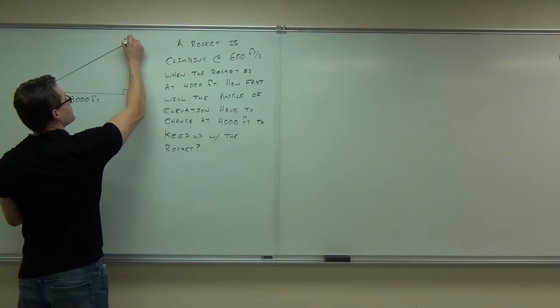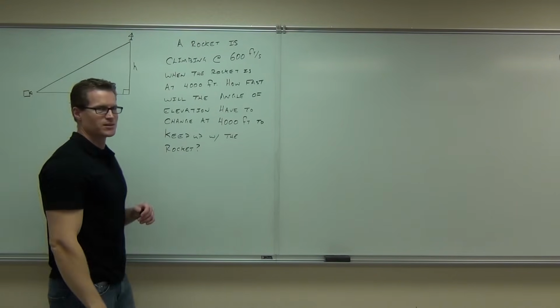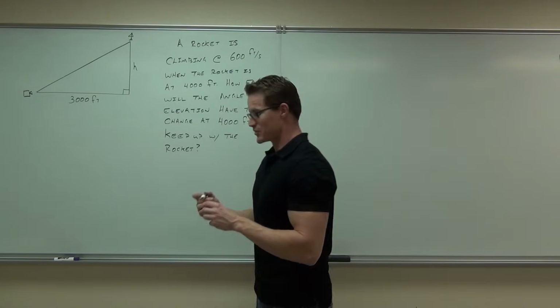So our rocket's way up here. I don't know how to draw a rocket. Rocket. That looks like an arrow. I don't know. Rocket. Whatever. Not even close to a rocket. It's a flying arrow. I'm not a math dork.